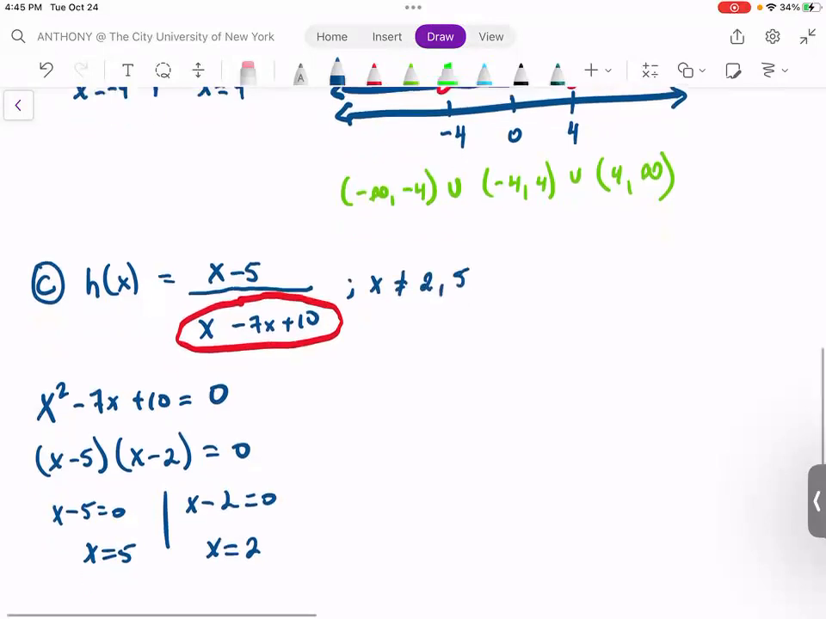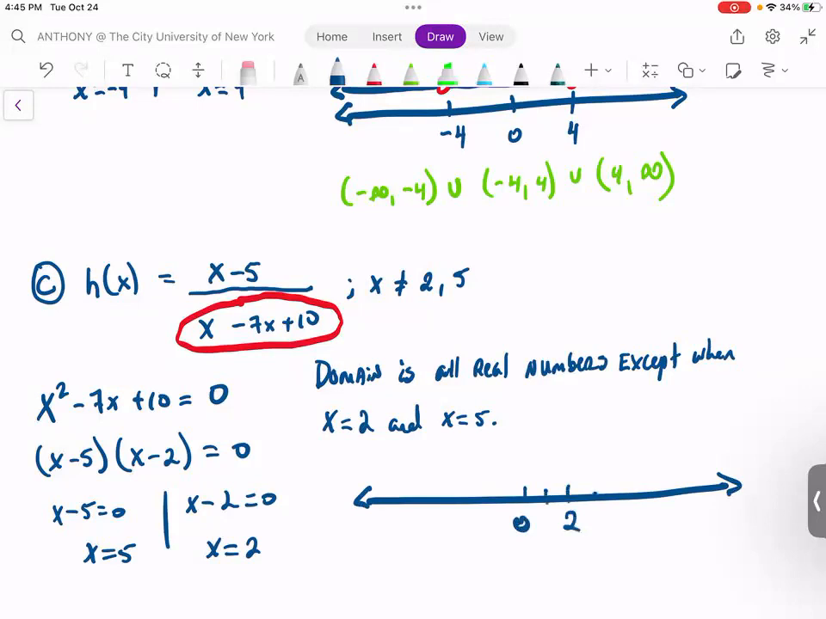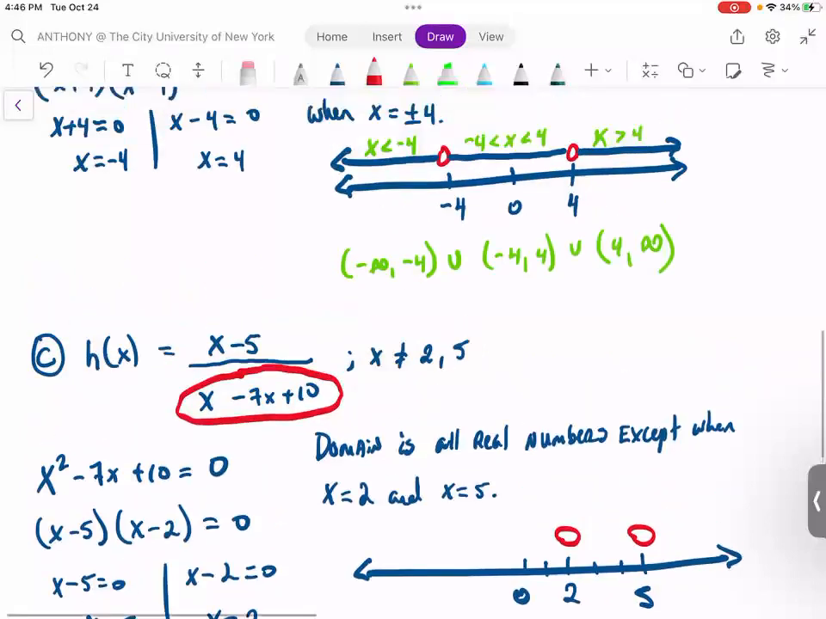If you write this in words, we say the domain is all real numbers except when x equals 2 and x equals 5. If I look at this from a visual point of view on a number line, say here's 0 again, say here's our 2, and let's say here's our 5. Above the 2 and 5, you plot open points, and you draw your line. But is my line going through the open points? No, they just bypass them, right? When you draw your line, the line doesn't go through the open points, it just bypasses them.